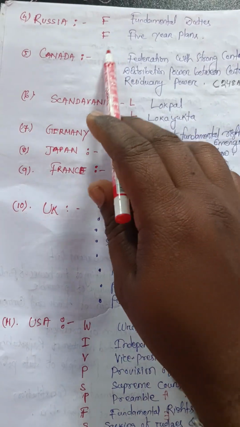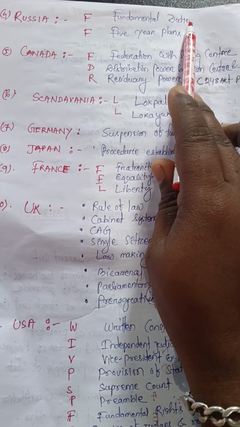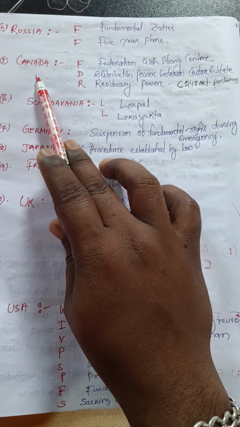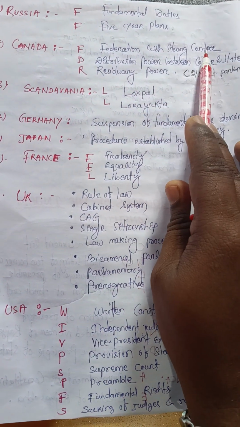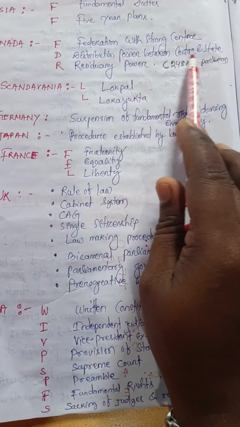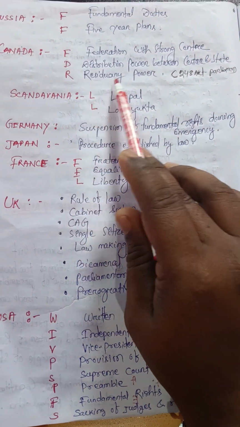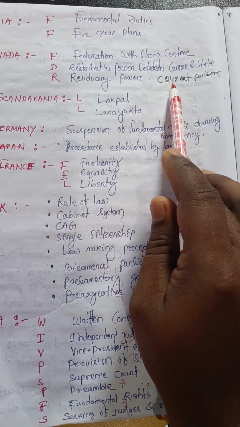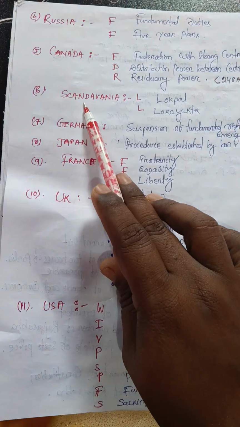From Russia we have brought fundamental duties, very important fundamental duties, and the 5-year plans. From Canada, our constitution borrowed a federation with a strong center and the distribution of power between center and state, as well as residuary power, which comes under Article 248 of the Indian Constitution.